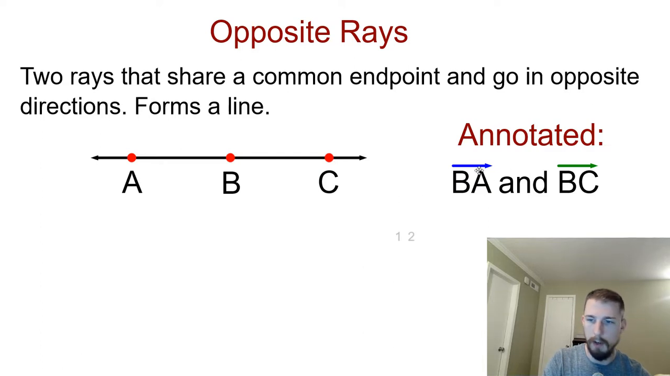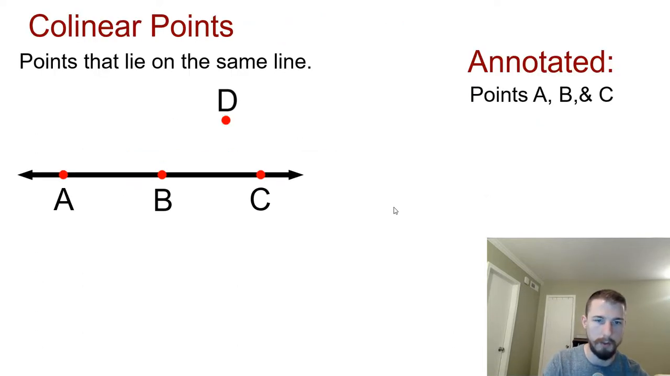So here we have BA and BC. BA is going to start at B and go in the direction of A, and then BC starts at B and goes in the direction of C. Those two form line AB or line AC or line BC, it doesn't matter which one you want to say. They both start at B and then go in opposite directions. So those are opposite rays.